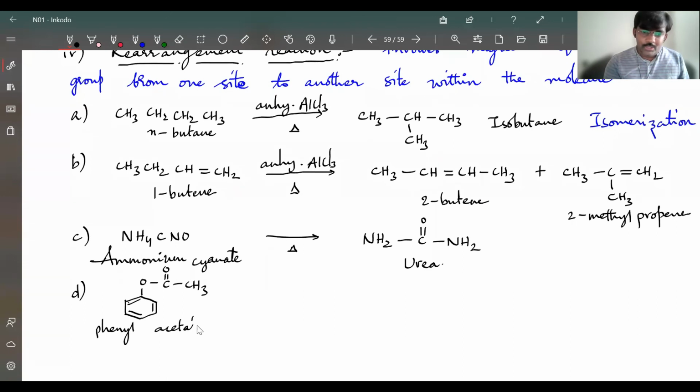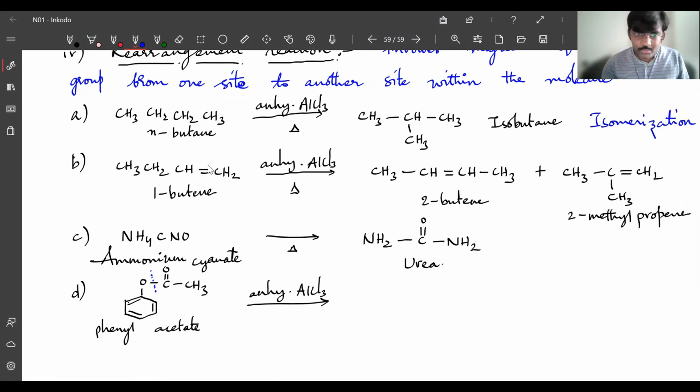When this phenyl acetate is heated with the same reagent, anhydrous aluminum chloride, what will happen is the acyl group, the acetyl group, that CH3CO group, will shift to the ortho and para positions. That acetyl group will be shifting towards ortho and para positions. So you'll be getting ortho and para hydroxy acetophenone.